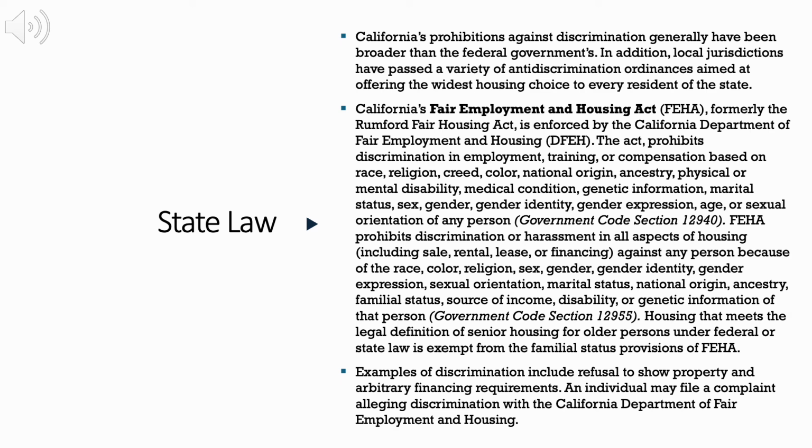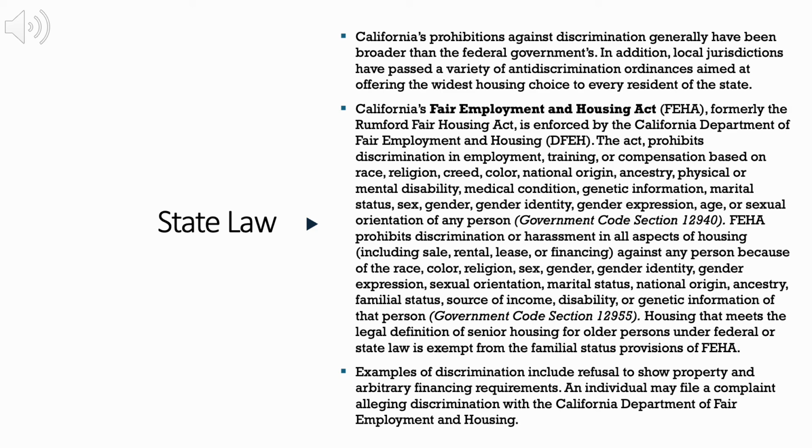The Act prohibits discrimination in employment, training, or compensation based on race, religion, creed, color, national origin, ancestry, physical or mental disability, medical condition, genetic information, marital status, sex, gender, gender identity, gender expression, age, or sexual orientation of any person, Government Code Section 12940.